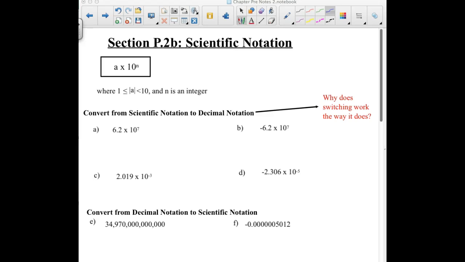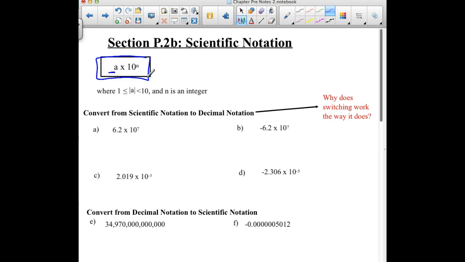All right, we are looking at the second half of section P.2 for college algebra. It's just a quick review of scientific notation. Our format when we write something in scientific notation looks like this: a times 10 to the nth power. We do have a couple restrictions on that.